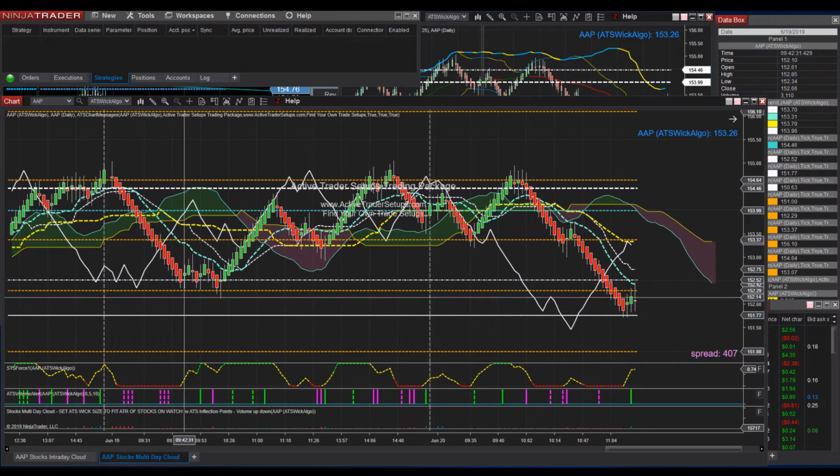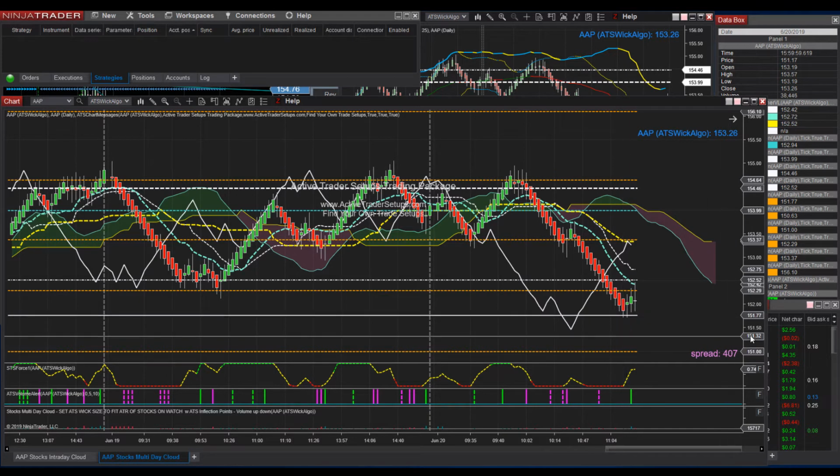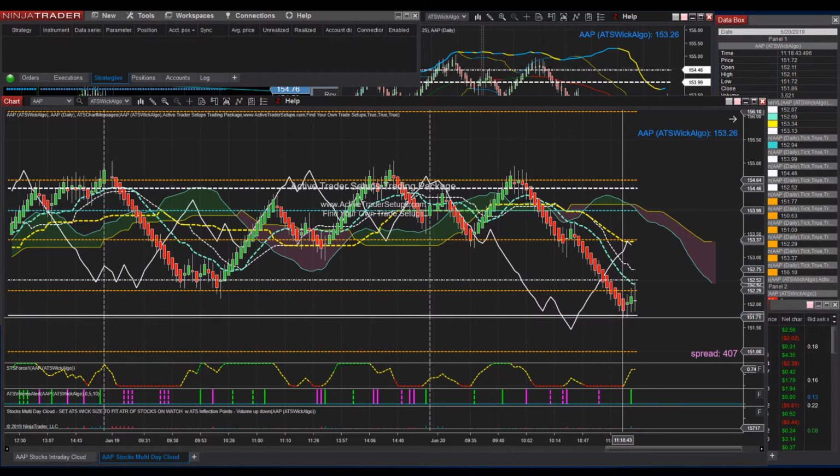You took out yesterday's low. You went out and made a new low, 151.77. Great target plan. And you got in here at 153.21. That's about $1.50.